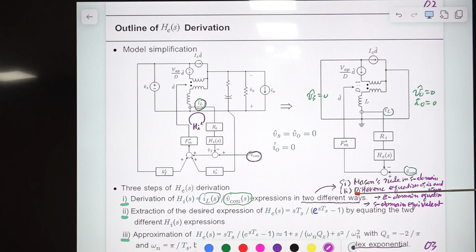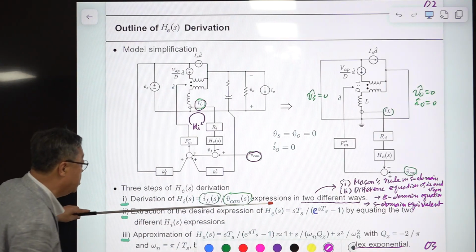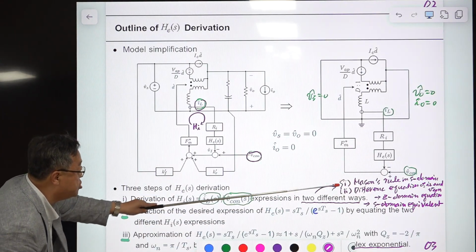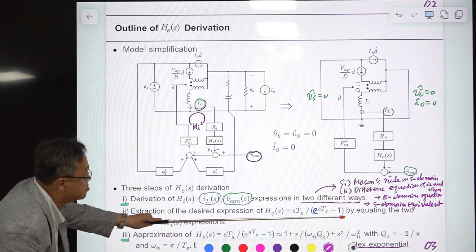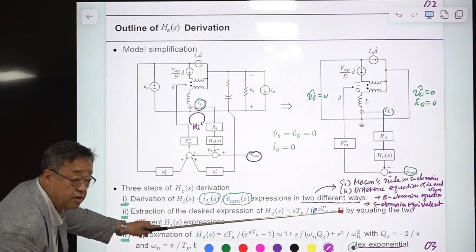So with this difference equation and the z-domain equation, the z-domain equation can be transformed to the S domain equivalent form. There is a rule, the zero order hold sample and zero order hold rule. So if you have this equation, then using the two equations, you derive this. So this is the H(s) expression, the S domain expression.